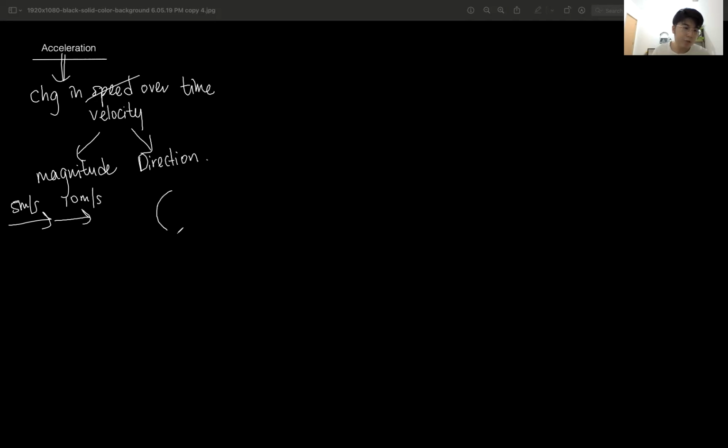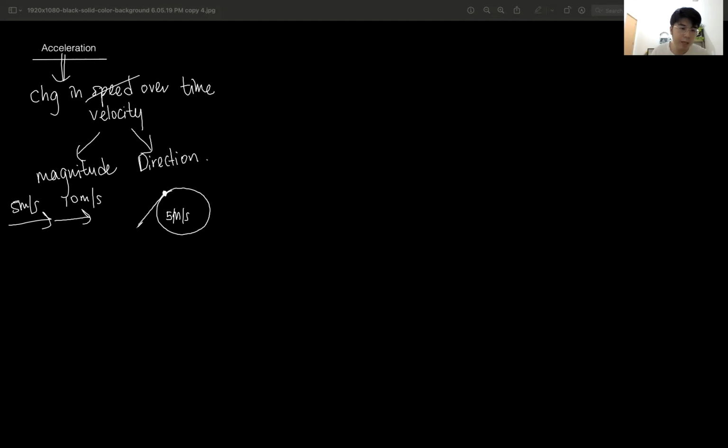Just like, let's say you're moving in a circle on a running track, and you're moving at the same speed, 5 meters per second around the path. But what about your velocity? Your velocity, can it be the same? The answer is no. Because why?